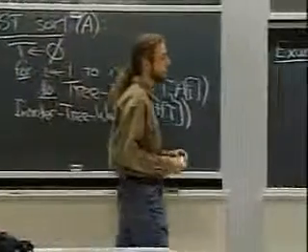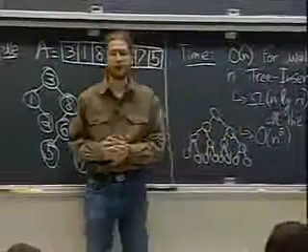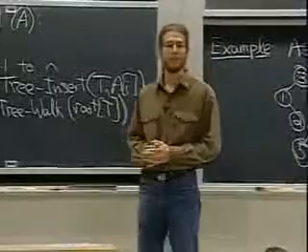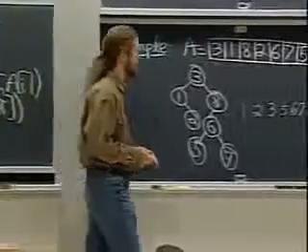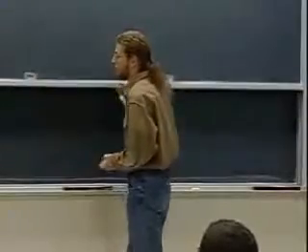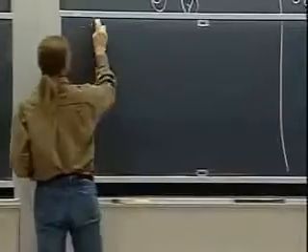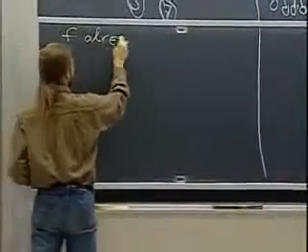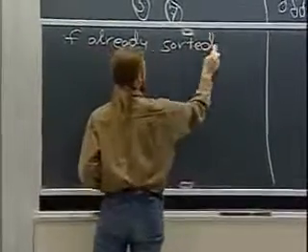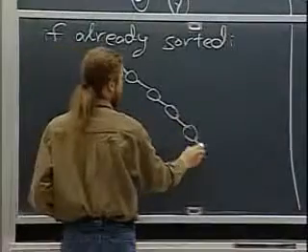Is it possible for this algorithm to take n squared time? Are there instances where it takes theta n squared? It's already sorted. If it's already sorted, that would be pretty bad. So if it's already sorted, or if it's reverse sorted, you're in bad shape, because then you get a tree like this. This is the sorted case.